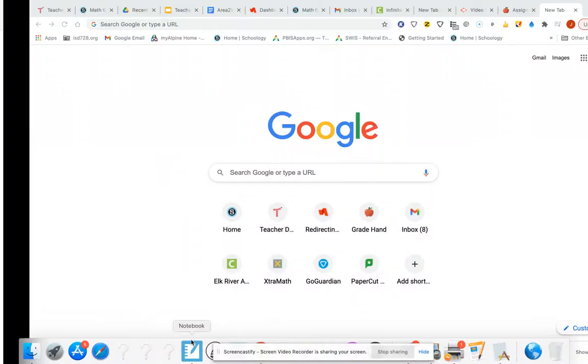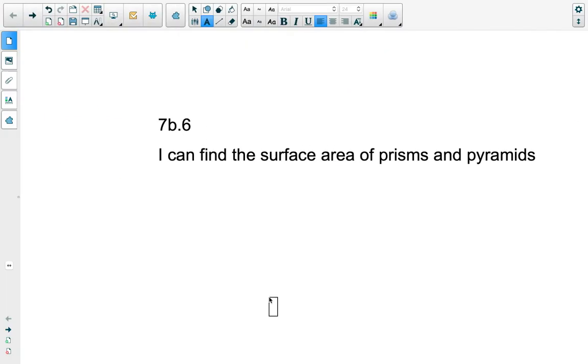Hi everyone, today we're going to be looking at surface area of prisms and pyramids. You can write 7b6 on the top of your next clean page and write, I can find the surface area of prisms and pyramids. Your notes will be pretty short today.